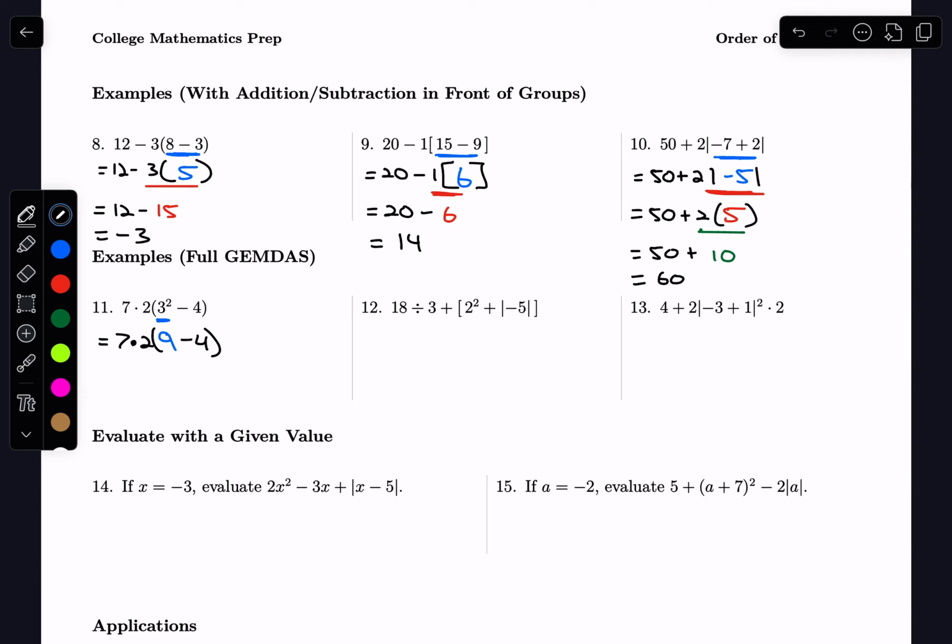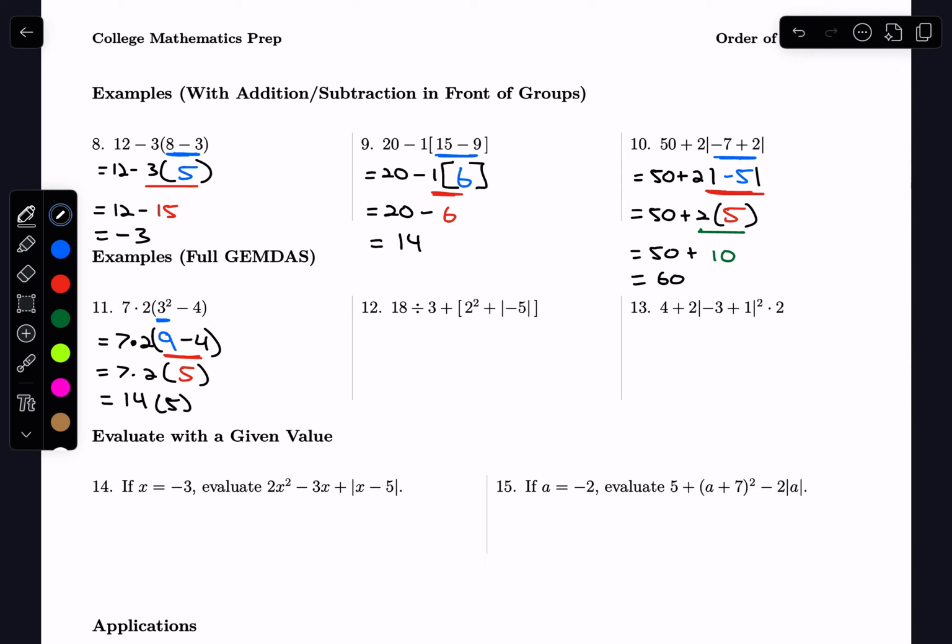Now that I handled the exponent, now I can do what's normally inside the grouping symbols, which is just 9 minus 4, which gives me 5. So I now have 7 times 2 parentheses 5. And now I'm down to all multiplication. So 7 times 2 is multiplication, and 2 attached to the 5 right there is multiplication. So because it's multiplication everywhere, we can just multiply across. So 7 times 2 is going to be 14, because we're going to do what's on the left first.